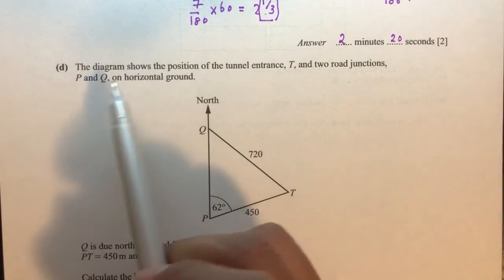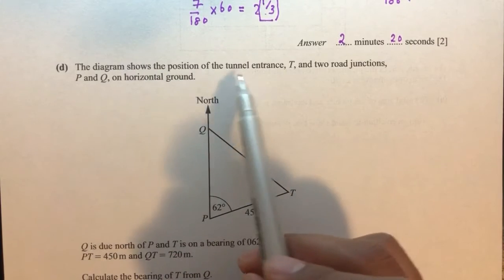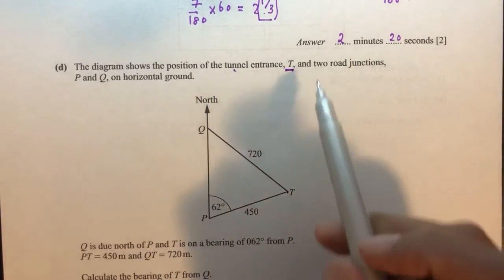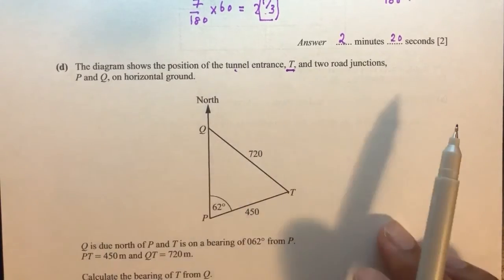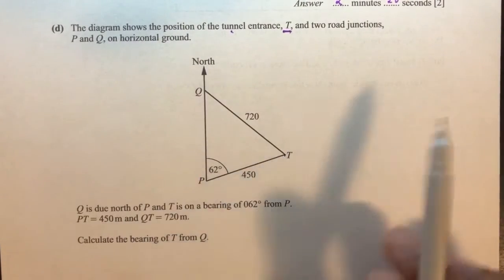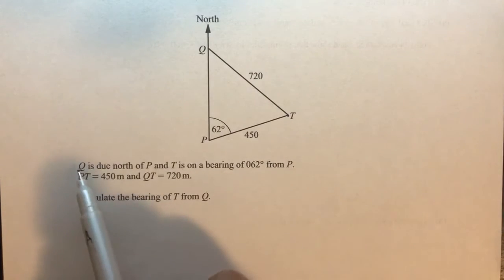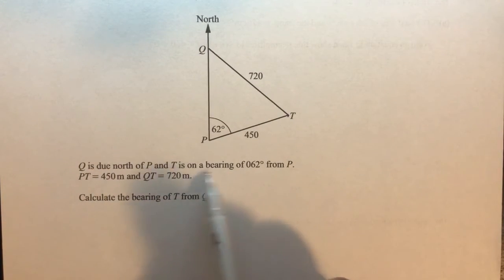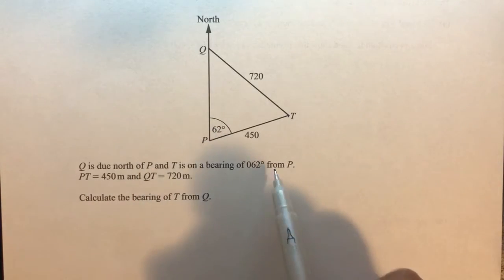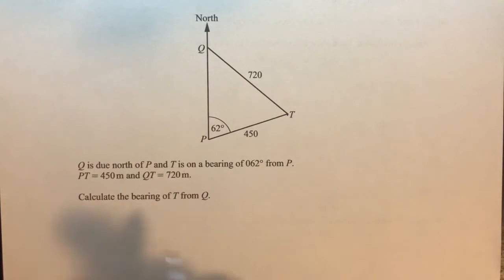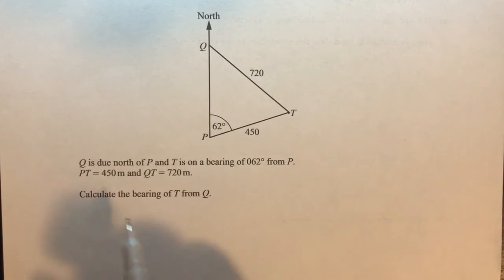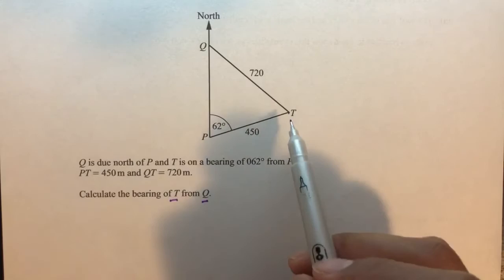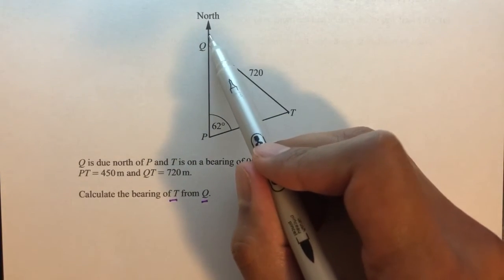Now part D. The diagram shows the positions of the tunnel entrance T. So this is T, and two road junctions P and Q on the ground. So we have P, Q, and T. Now, it says Q is due north of P, and T is on a bearing of 62 from P. Fair enough. Now we have these two lengths, and find the bearing of T from Q. So T from Q, find this angle here.